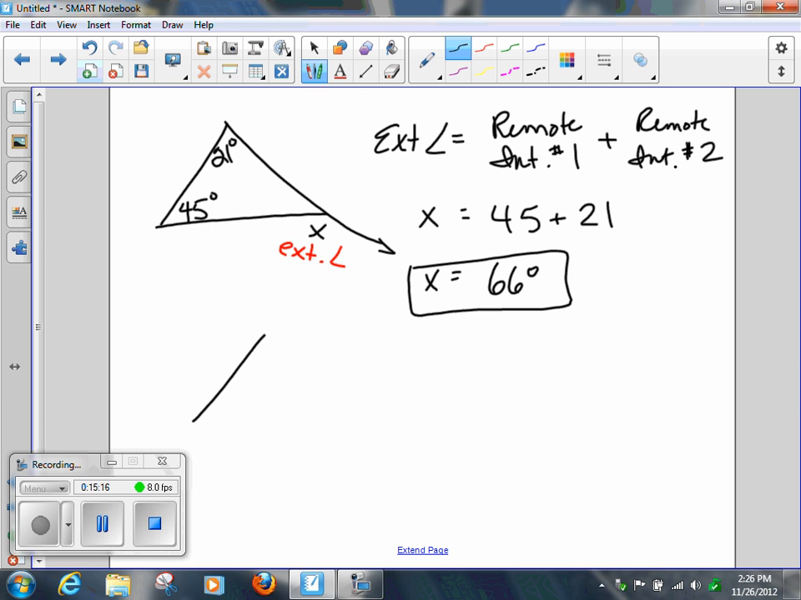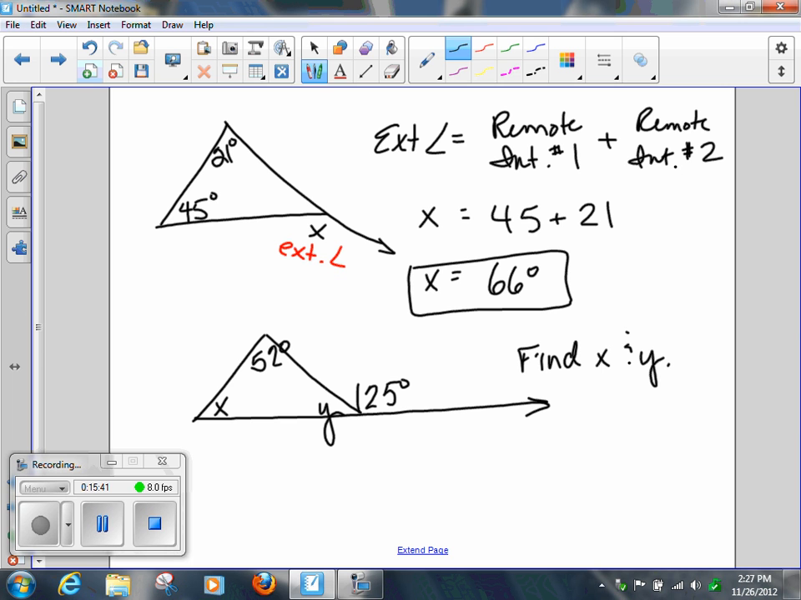If I were to be given this triangle, and we were given that this was 125 degrees, and I want you to find x, 52, and y. Find x and y, folks.